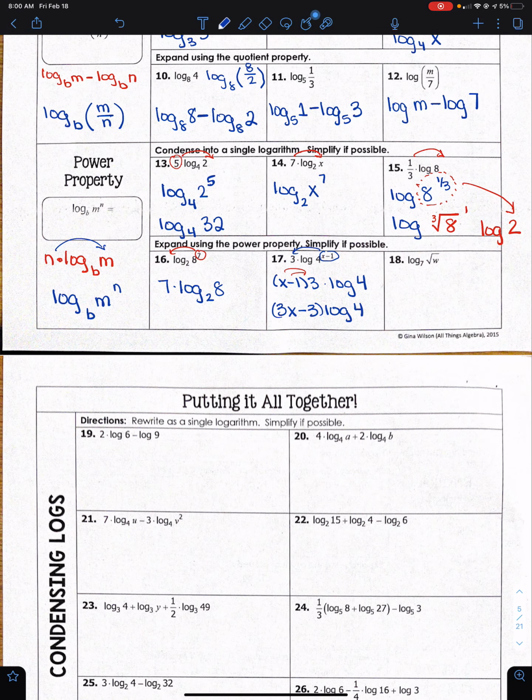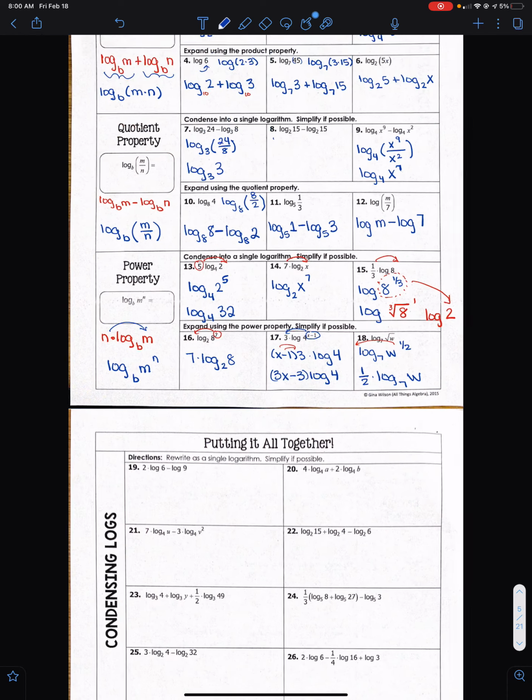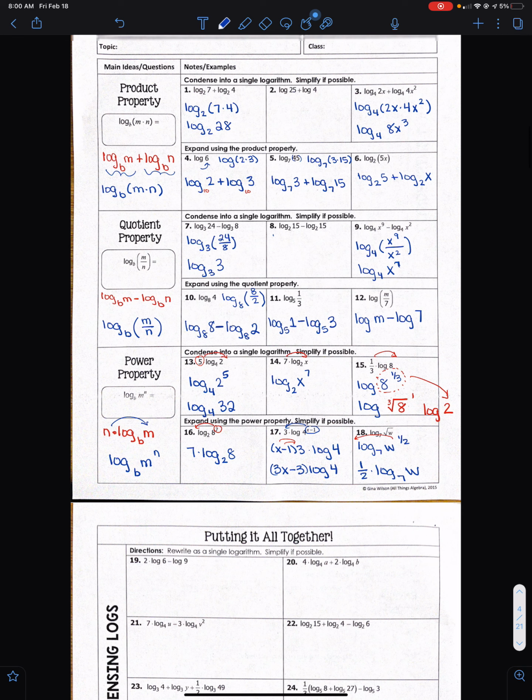Okay. And this last one, I'm going to turn that into log base 7 of w to the 1/2. Move that 1/2 up front. So I have 1/2 times log base 7 of w. Okay? All right. I'm going to stop there on that one.